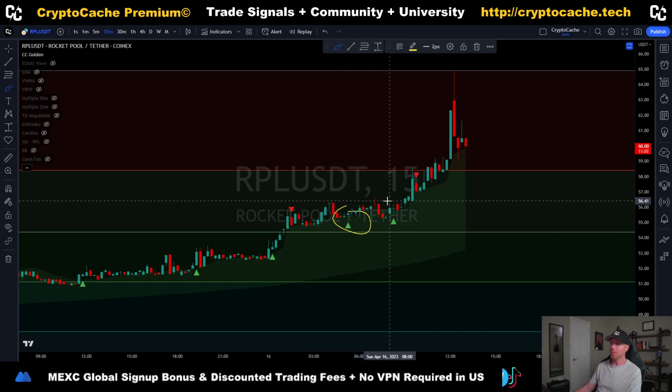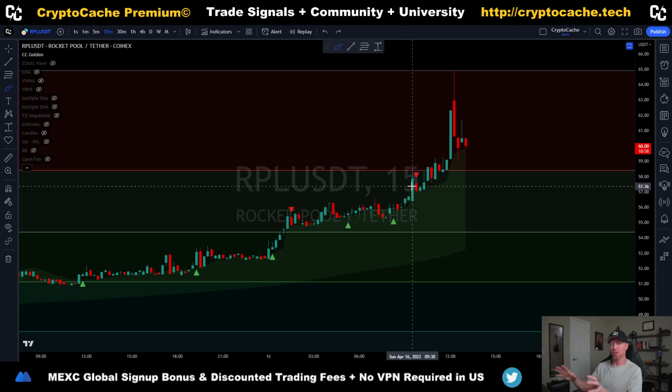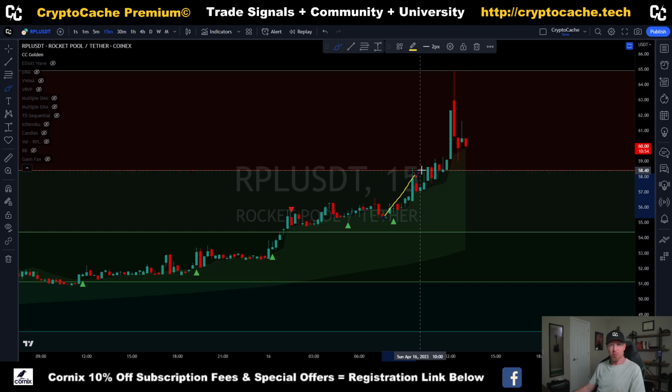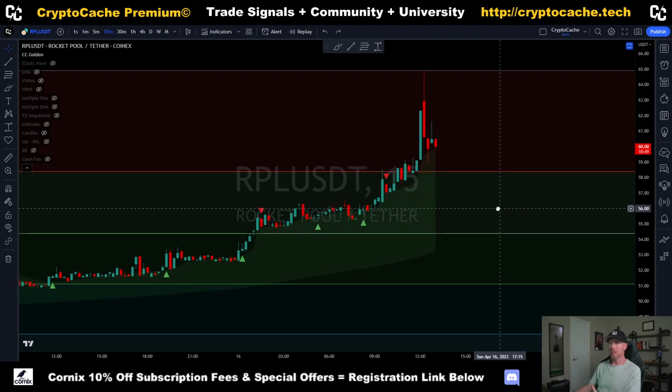Same thing here as well. Nice little entries here and some sell targets. So again, you've got to keep in mind, this indicator is good for conservative entries and conservative exits. So this might only be like a 5% pump, but it's still money in the bag, right? That's the key. Small wins win the race.